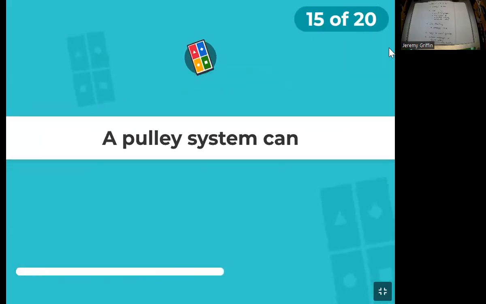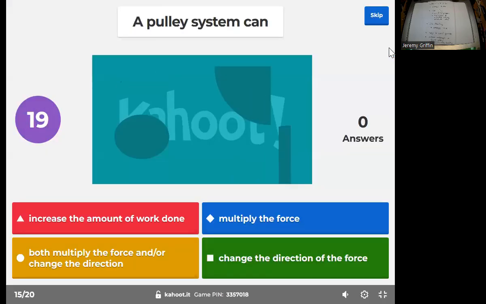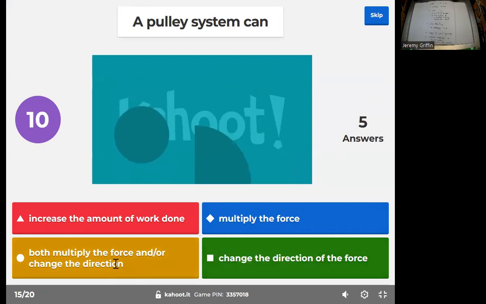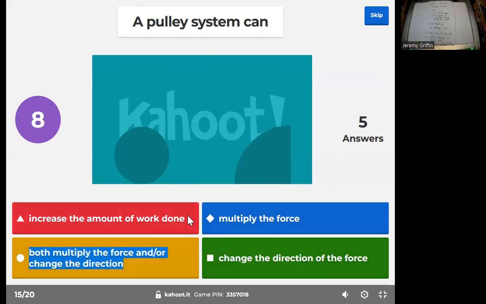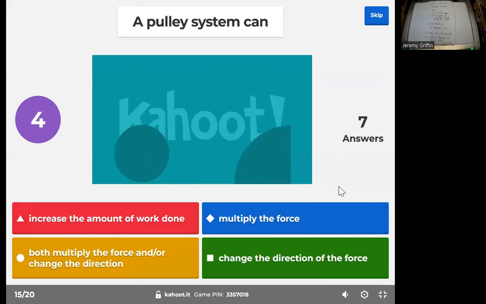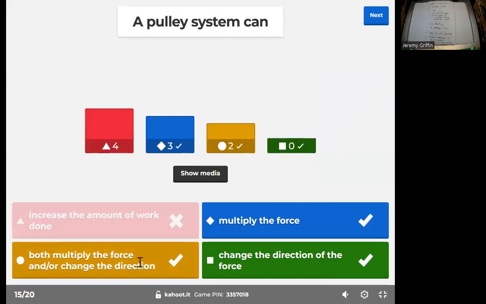A pulley system. Hey, you guys ready for some pulley systems? Were you able to multiply your strength, multiply a force? Were you able to change the direction? Could you do both of those things? Could you increase the amount of energy in the universe? The best answer would have been the gold one. But you can't increase the amount of energy in the universe.